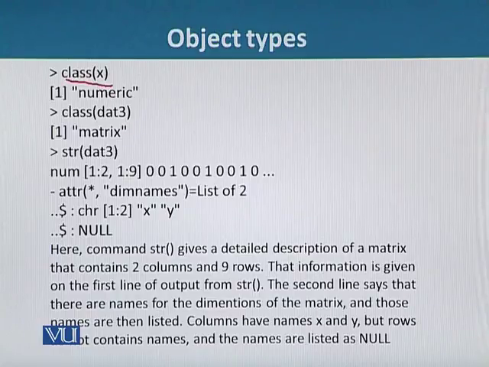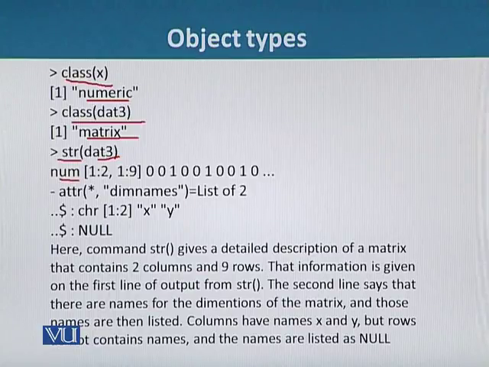To demonstrate these, for example the str command, we have to consider the class. In the parenthesis we write any vector, then we get numeric; for the class of data3, we will get matrix; and then this command str means we will get all of the elements present in the object. So here 1:2 means there are 2 columns, and 1:9 means that there are 9 rows.